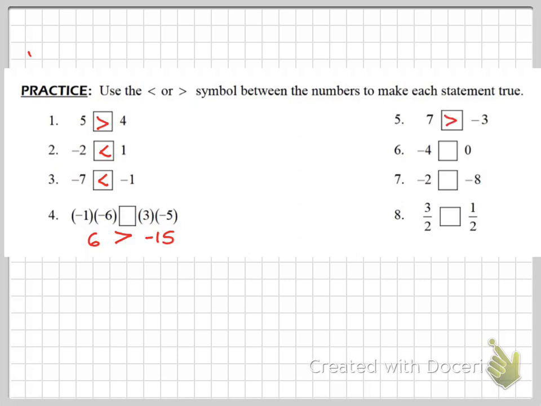7 is greater than negative 3. Negative 4 is less than 0. Negative 2 is greater than negative 8. And 3/2 is greater than 1/2.